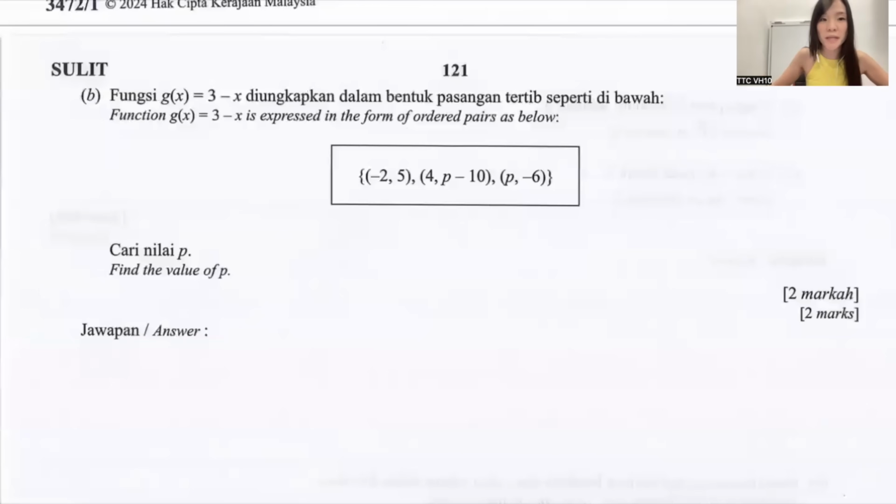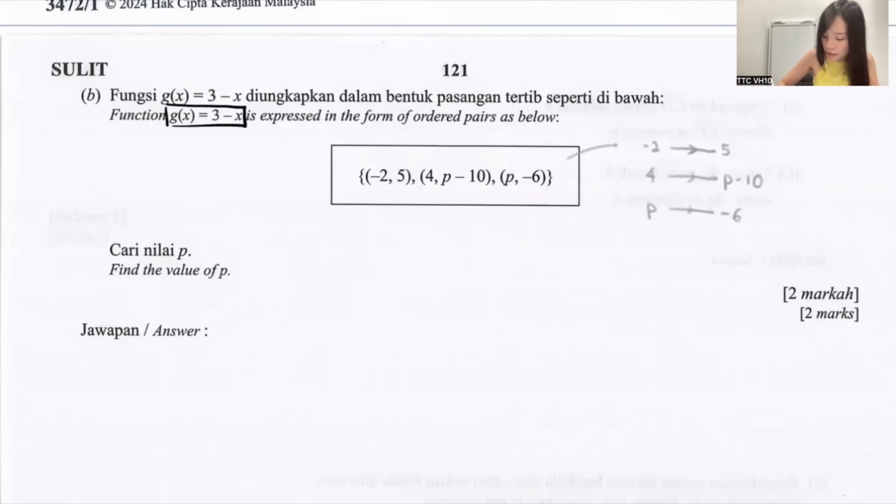Can move on. B, the function g(x) equals 3 minus x. They are giving me that equation. It's expressed in the form of ordered pairs. What are ordered pairs? Actually, ordered pairs are the same as the arrow diagram, just that instead of drawing two circles, they put it in pairs. If you really don't understand, I can draw it out. So the first pair is (-2, 5). That means -2 links to 5. The next pair is (4, p minus 10). So 4 links to p minus 10. The next pair is (p, -6). P comma -6 means p is linked to -6.